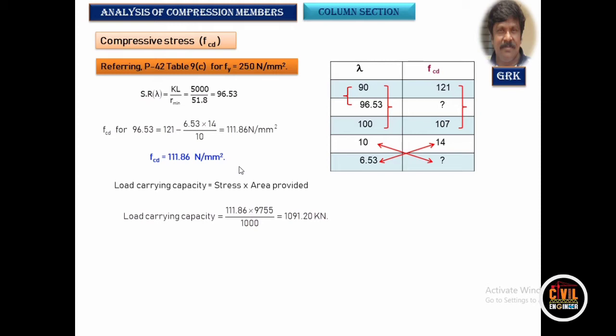Now you find the difference here. In the same problem with the cover plate placed on the outside of the flange plate, we got 1155.33 kilonewton, and here it is 1091.20 kilonewton. Almost a 65 kilonewton difference is there. So that type of connection, an I section with cover plates on either side of the flanges, will take up more load than a cover plate provided on either side of the I section.